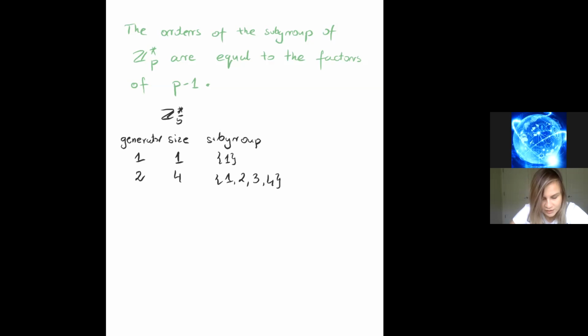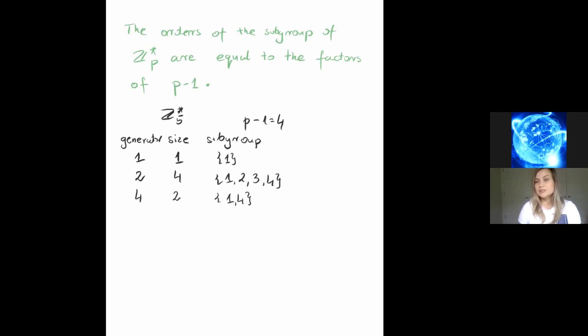If we take generator 4, number 4 generates a subgroup of size 2, so it generates this subgroup. Okay? So those are possible sizes: 1, 4, and 2. P minus 1 is equal to 4, so we can divide 4 by 1, 2, and 4 only. That's why those are possible sizes of subgroups.